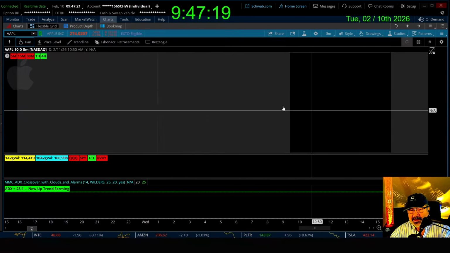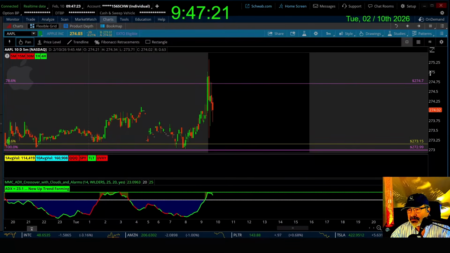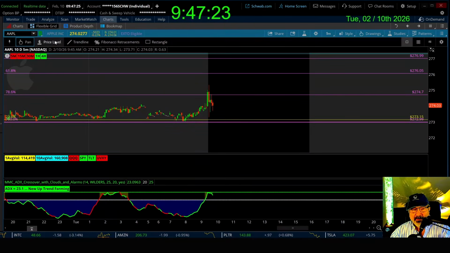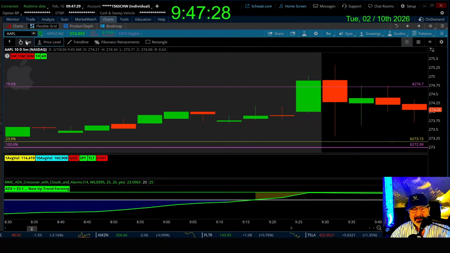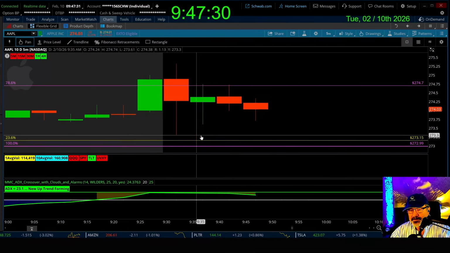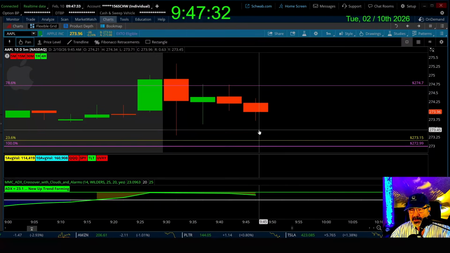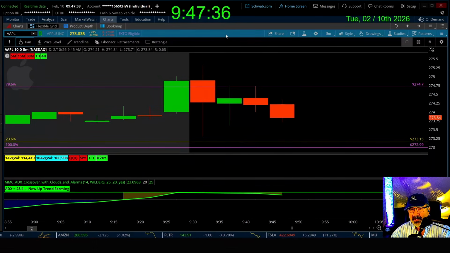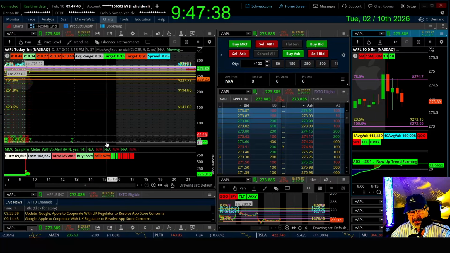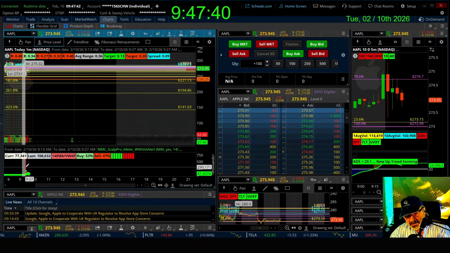Because Apple looks like it's consolidating here. So let's see, 5 minute just looks. So it had its big rise. Got a couple of good channels here from 73 to 74. It's just not that big of a channel, so we can probably do 100 shares without too much risk here.